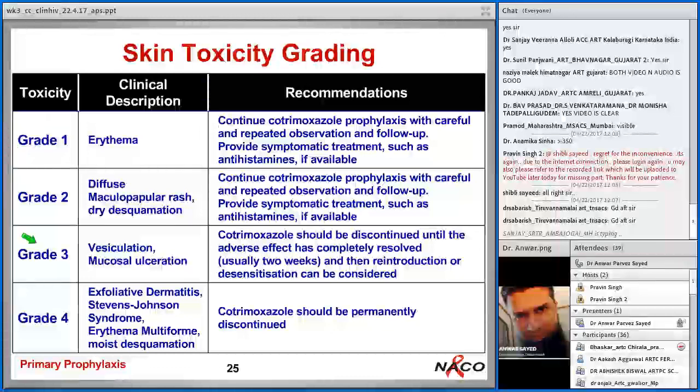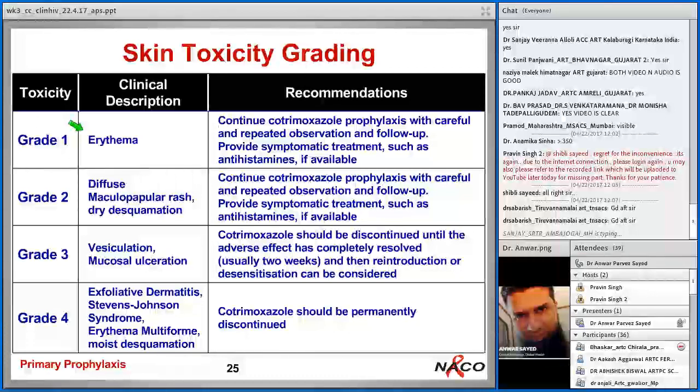So the toxicities can be graded from grade 1 to grade 4. Grade 1 is erythema, grade 4 is exfoliative dermatitis or Stevens-Johnson. And this slide shows what is to be done if there is skin toxicity because of Cotrimoxazole. In grade 1 or grade 2, that is erythema or diffuse maculopapular rash or dry desquamation, you can still continue Cotrimoxazole with careful and close observation, and also with drugs like antihistaminics if they are available.